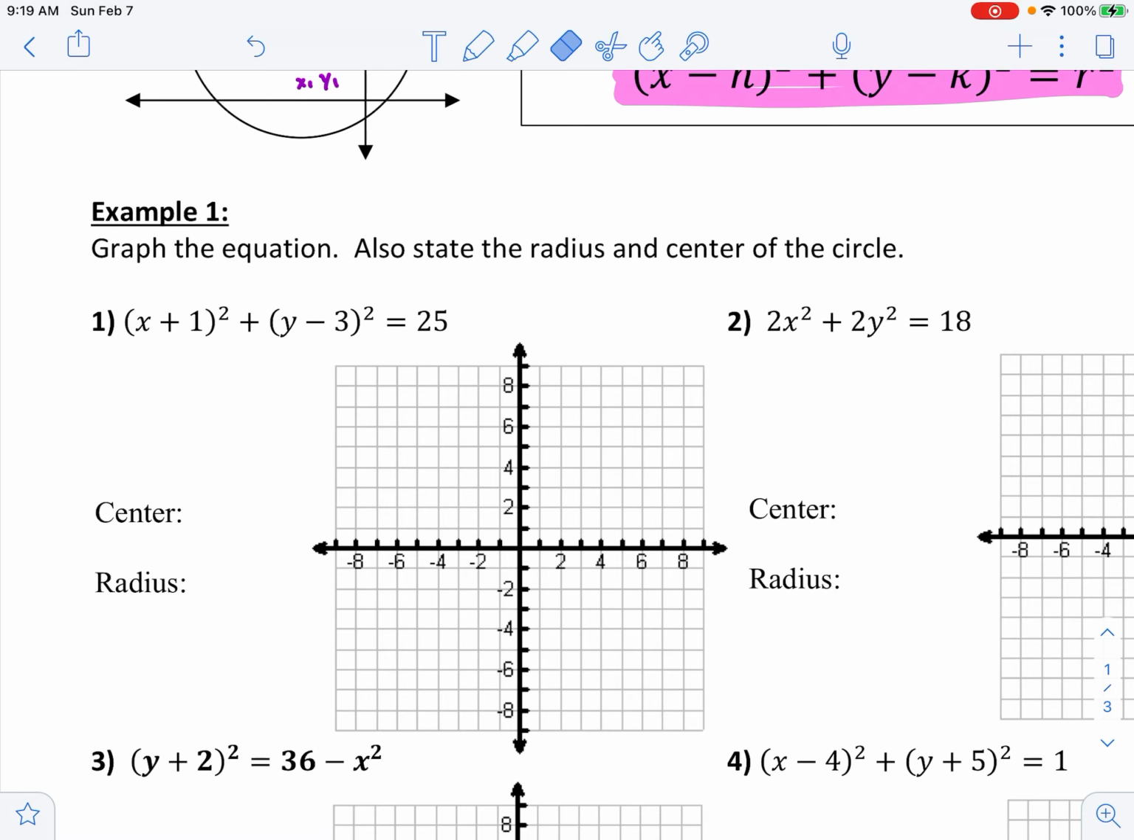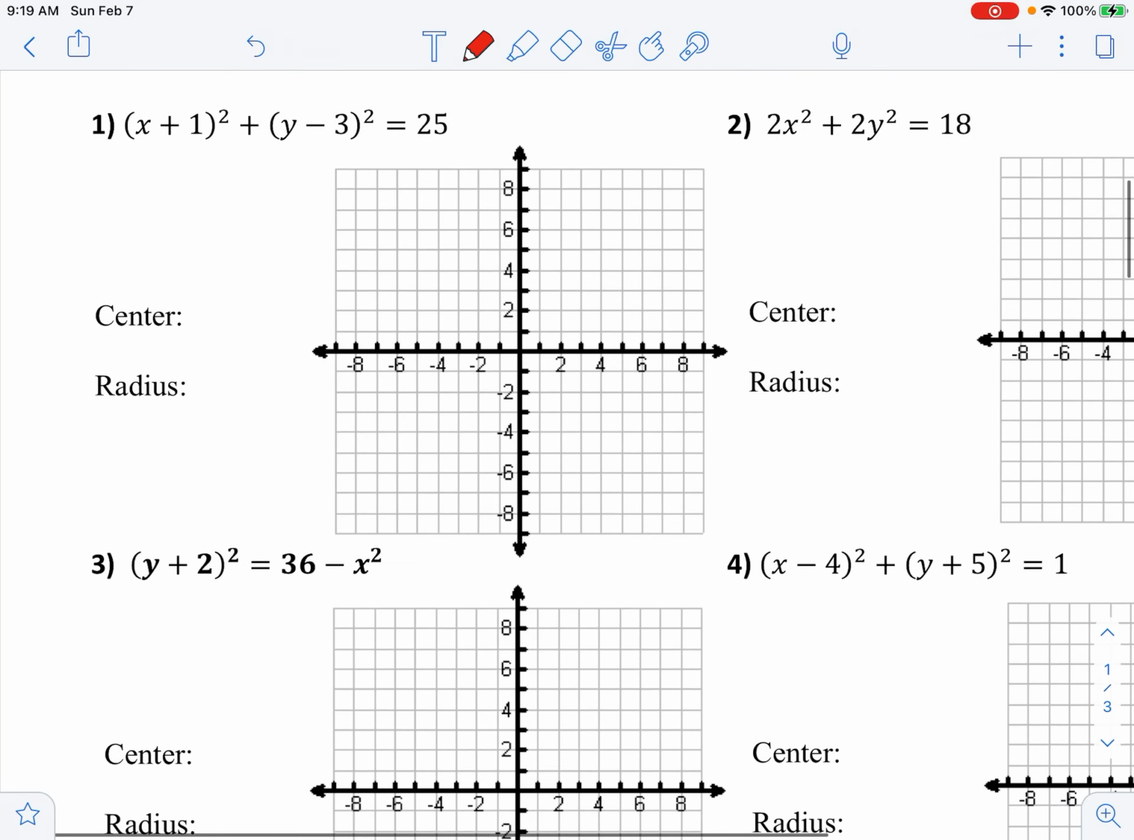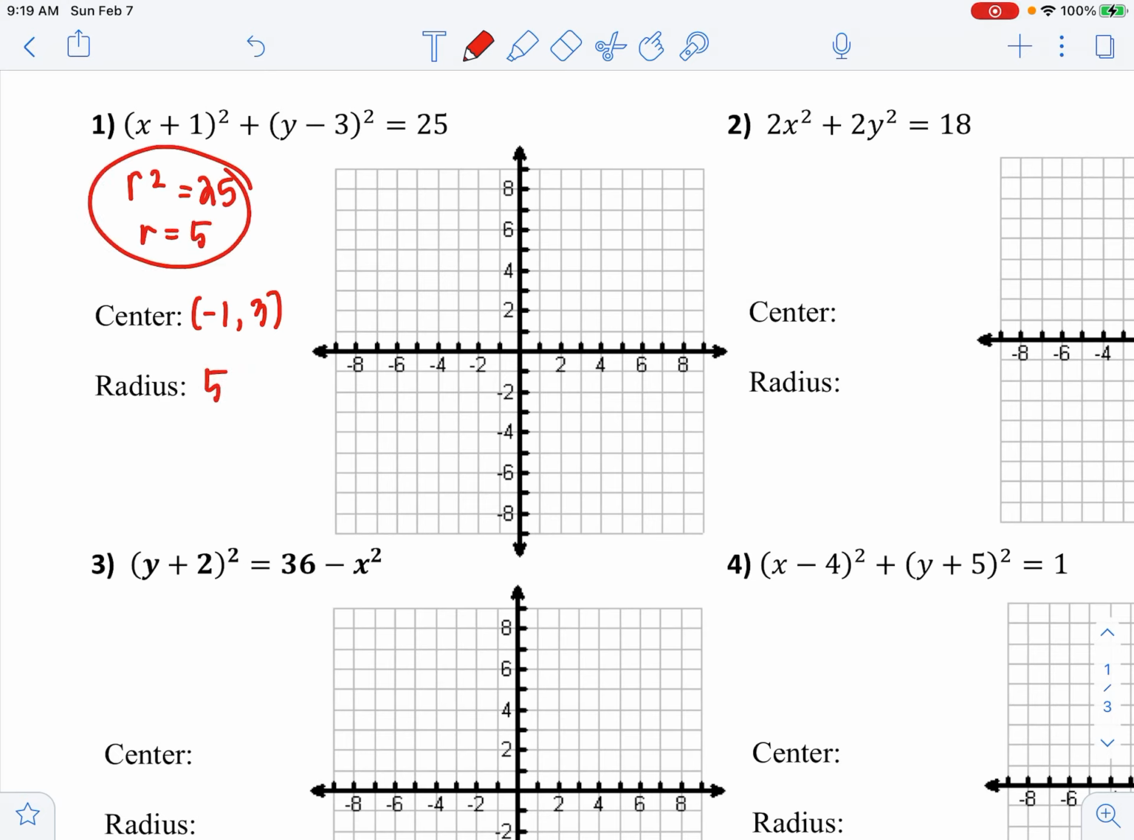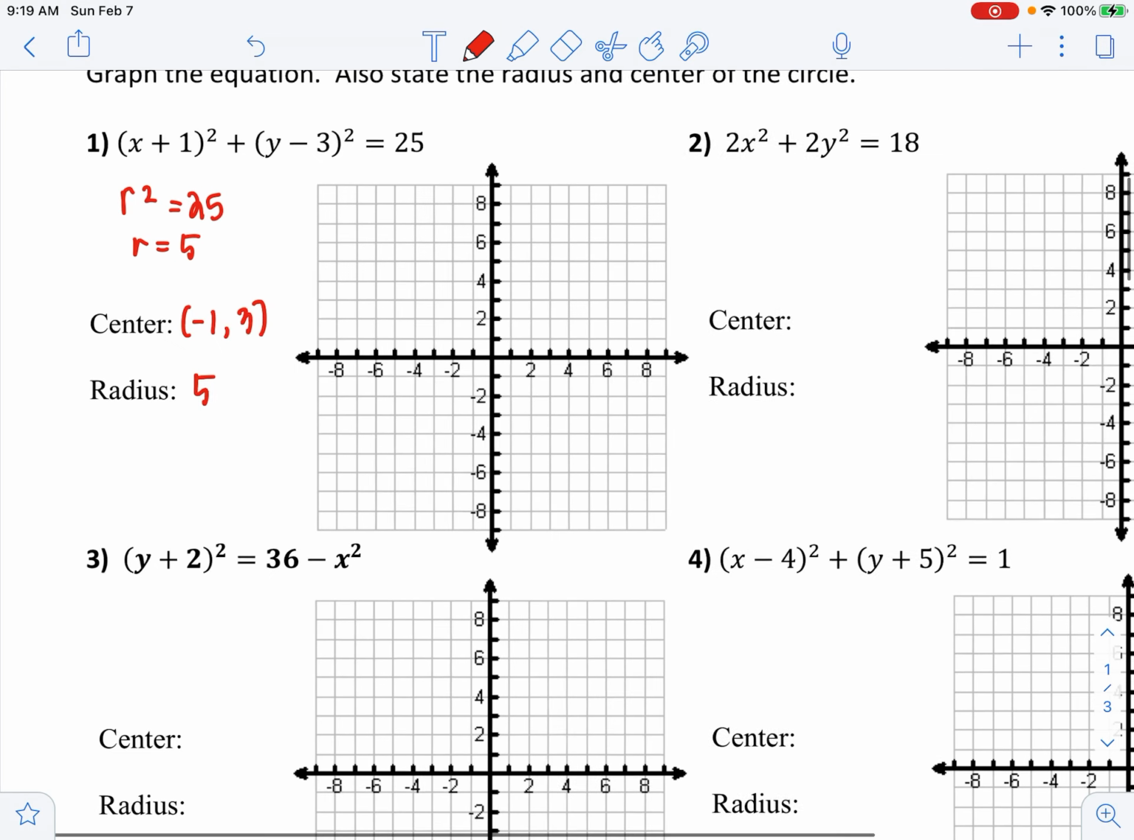Graph the equation, also state the radius and the center. This is actually super easy. We do this in Integrated, and no one there has a problem with it. h, k is your center: negative 1, 3. And then r squared is 25. Please realize that, so r is 5. So your radius is 5. You don't have to write this down every single time; I just don't want you to think it's 25.